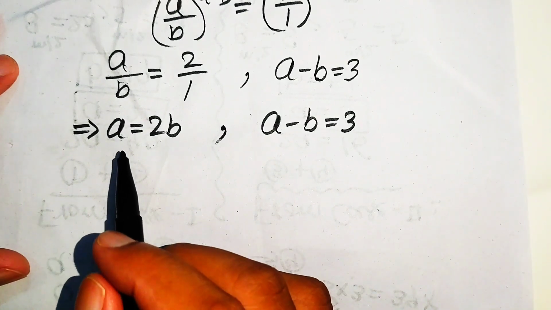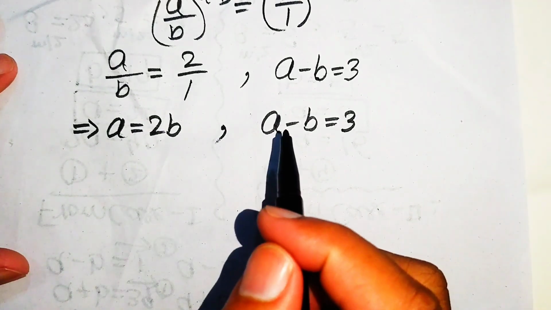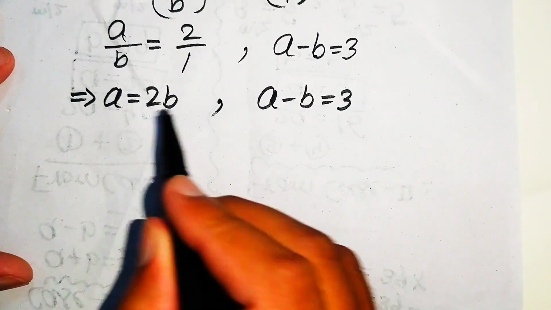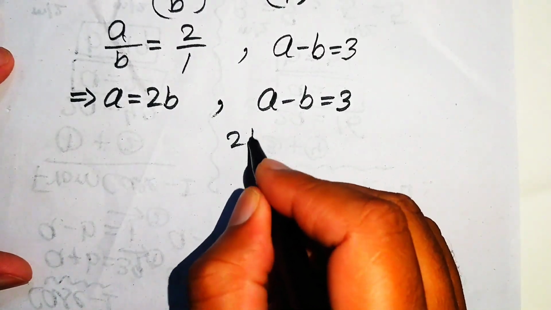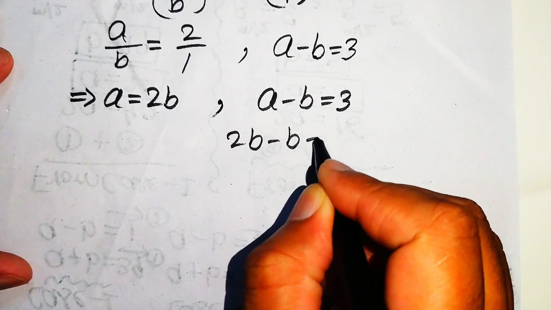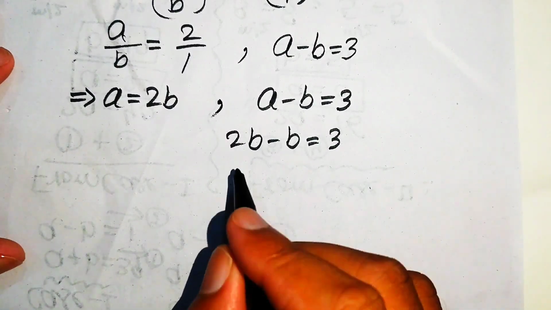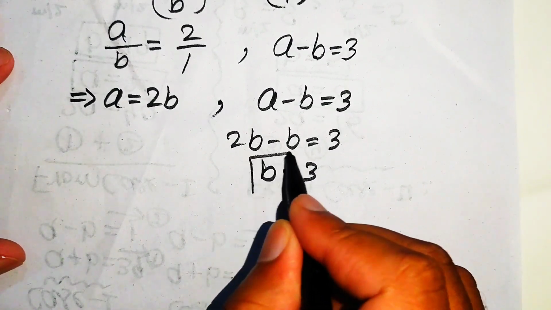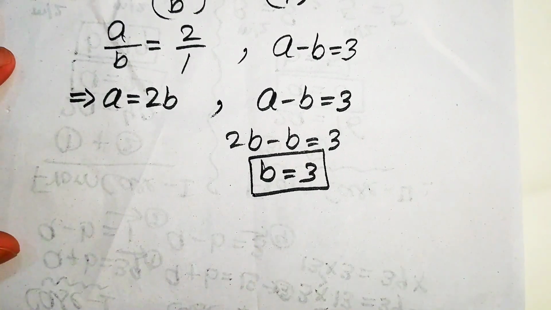Here we substitute this value of a equals 2b in this equation, and we easily get the value of b. So when we put this value here, it will be written as 2b minus b equals 3. So 2b minus b equals b, and this is b equals 3. So this is our integer solution.